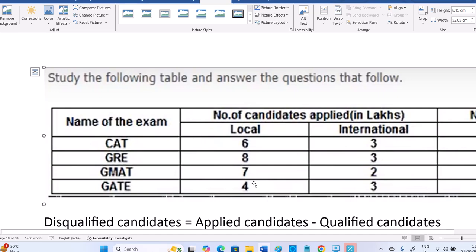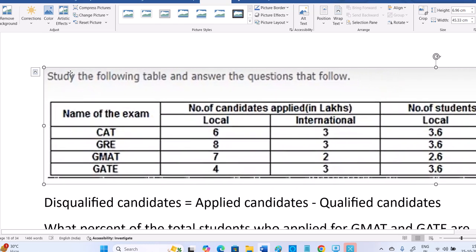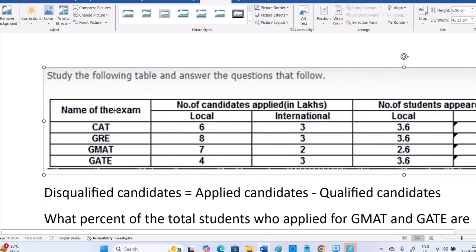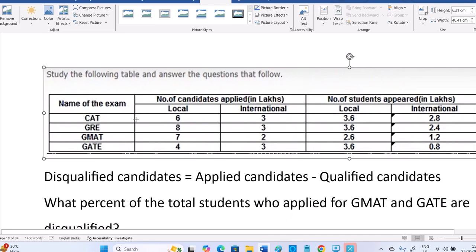How many applied locally? How many applied internationally? Applied, appeared for the exam, how many qualified? This is the total people applied. The first two columns, the second and third columns, are applied-related. The next two columns are related to the number of students appeared. The last one is qualified. Here appeared is there, and the last column is regarding qualified.